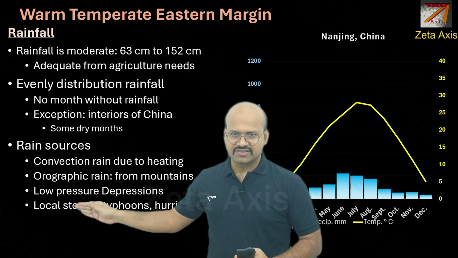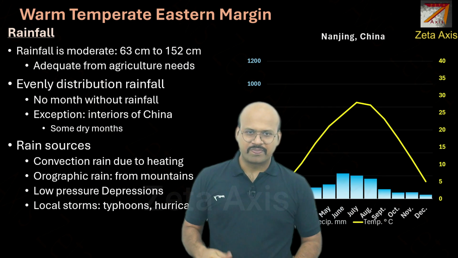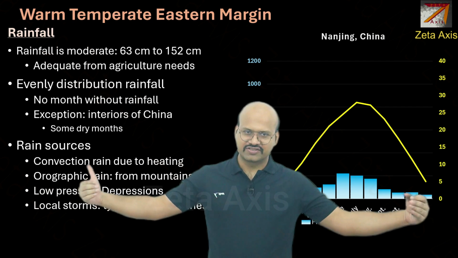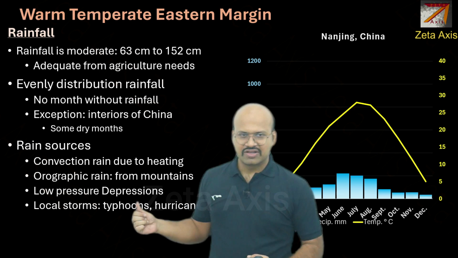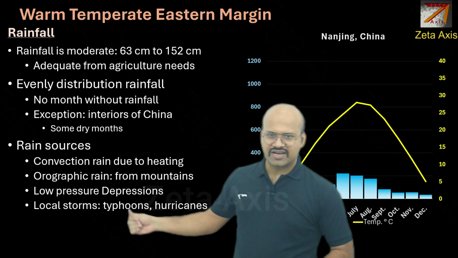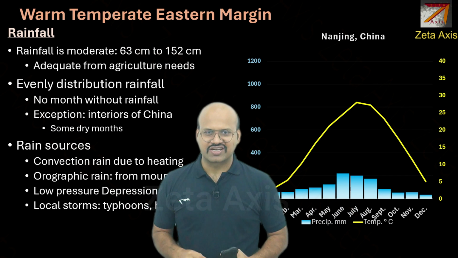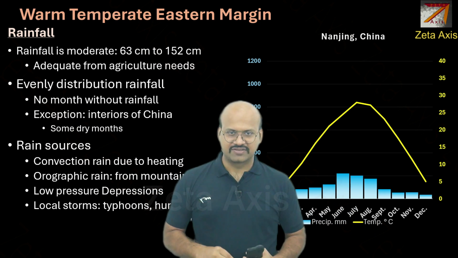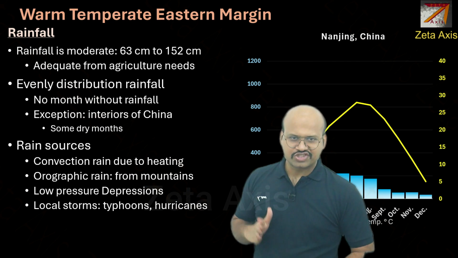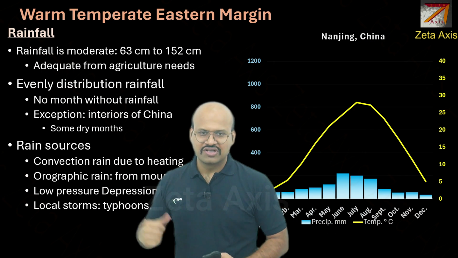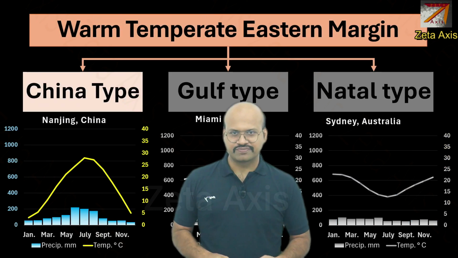Low pressure depressions can pass through this region. There could be a region where there is a low pressure area and air from other regions will merge over there and rise up, so that can also give rainfall in this type of region. And then there are local storms. Typhoons and hurricanes also occur because they are on the coastal region on the eastern margin. And remember, these typhoons and hurricanes move from east to west, therefore they can also give rainfall. We will see these one by one in the later part of the video.